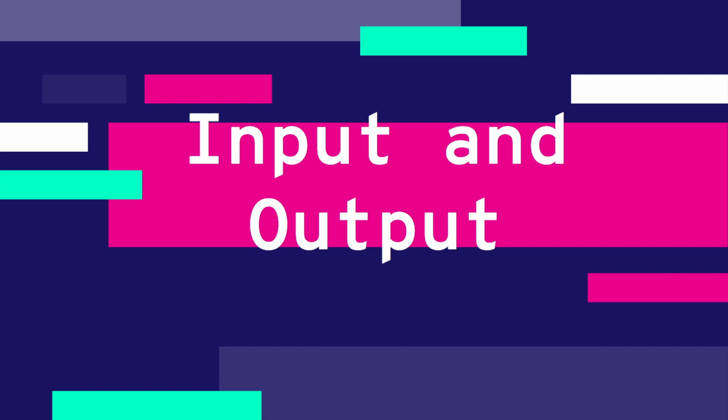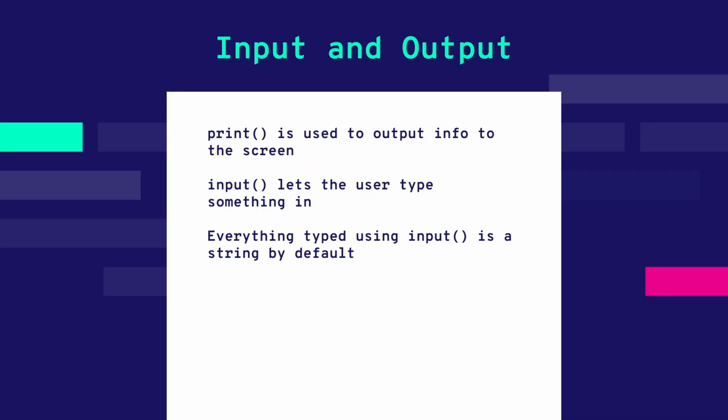Alright, now moving on to input and output values. Like I've said before, we're moving on to print statements and input statements. The print statement is literally just used to output info onto the screen. You can print literally anything you want, any data type, variables, anything. And the input statement basically lets the user type something in. You typically use input statements for almost every project, especially if you need the user to type something in for something to work. Everything typed in using the input statement is a string by default, but you can change the data type. I'll talk more about that later.